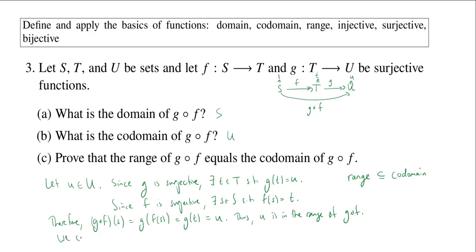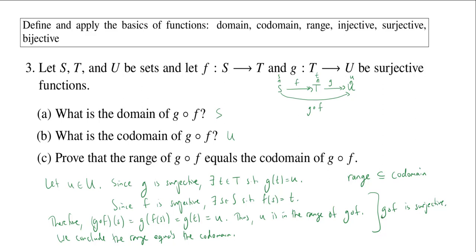We conclude the range equals the codomain. Okay, so there's the proof. Now, of course, what this is really doing is showing that g composed f is surjective, right? The range of a function equals the codomain if and only if that function is surjective. So in this case, the function is the composition.